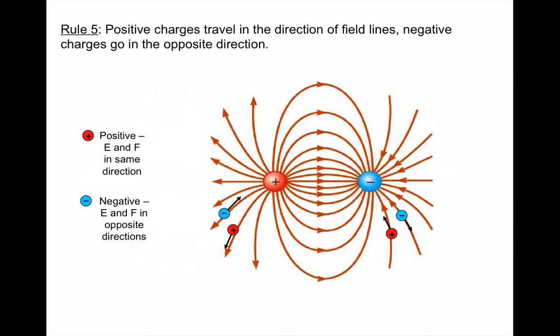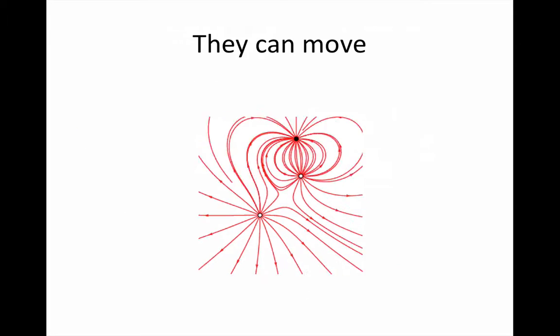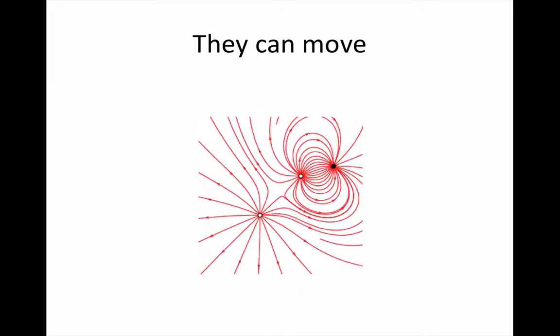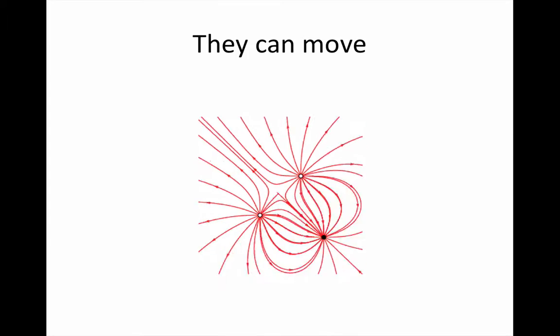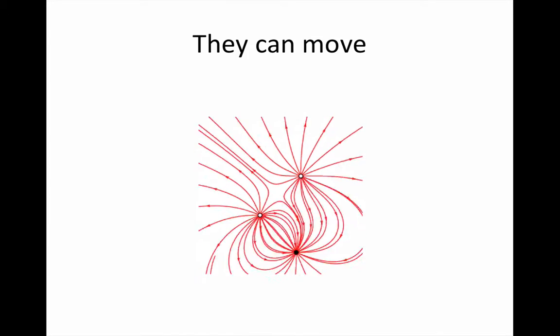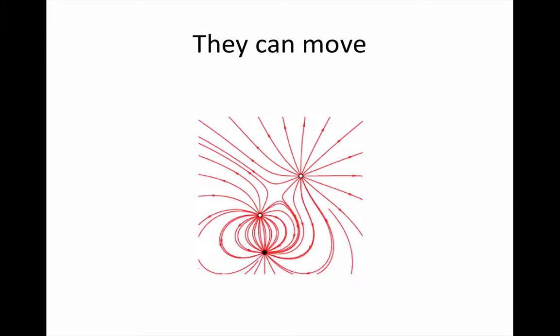Rule 5 is that once you've got your field, positive charges travel in the direction of the field lines and negative charges go in the opposite direction. Another thing worth remembering is that they can move. Because charges can move in space, that means the fields around them can move as well.